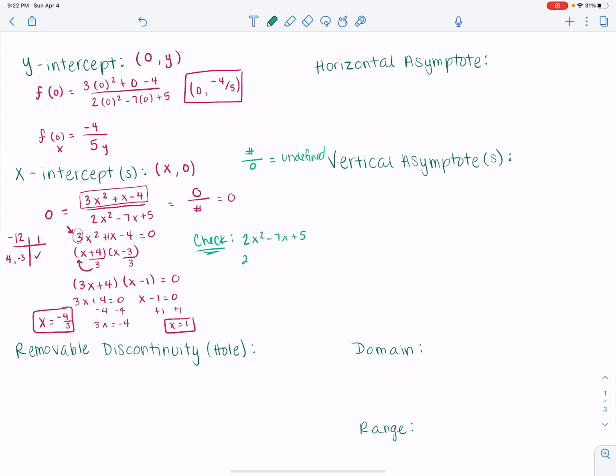Let's check 1. So 2 times 1 squared minus 7 times 1 plus 5. So 1 squared is 1. So 2 times 1 minus 7 plus 5. So 2 minus 7 plus 5.